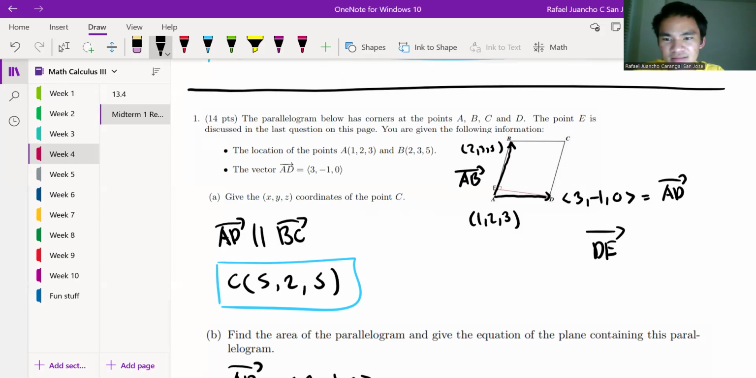Oh, my D is just AE minus AD. Oh, okay, okay. Yeah, that makes sense now.